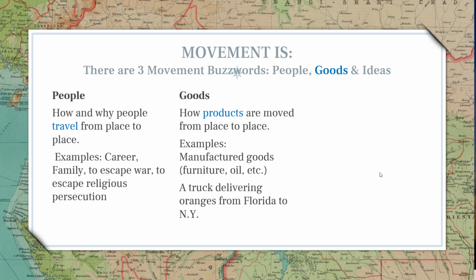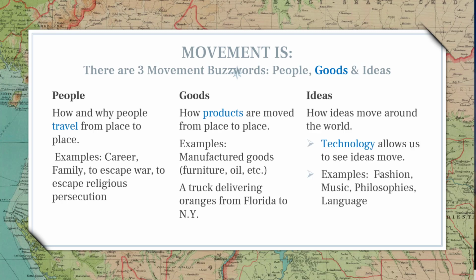Also, a truck delivering oranges from Florida to New York. Now that is something that you can grow. You can grow the oranges and they can be moved from one place to another. And then ideas. This is how ideas move around the world. So it says technology allows us to see ideas move. We can't literally see ideas move, but we do see that they do move around.